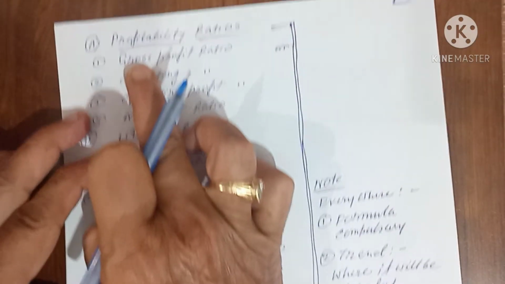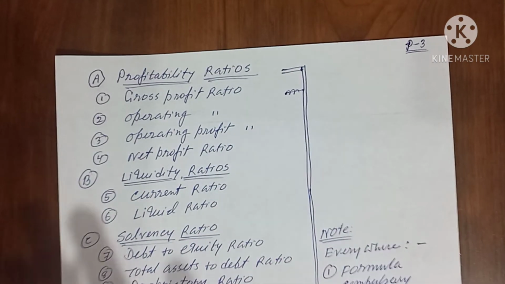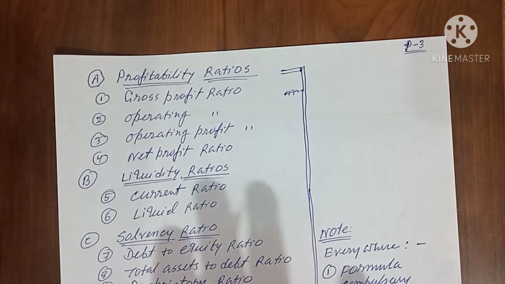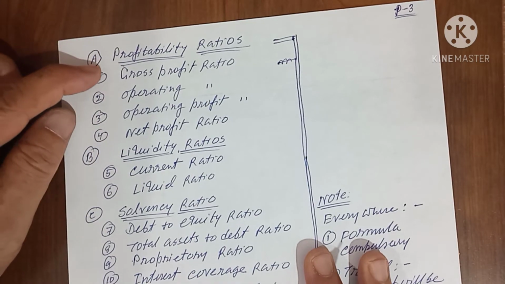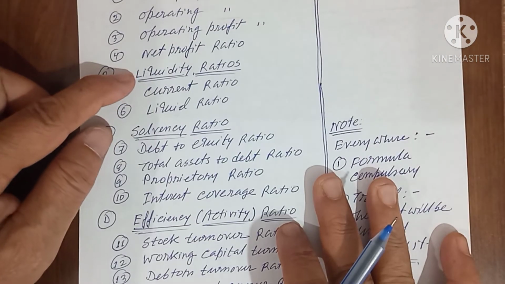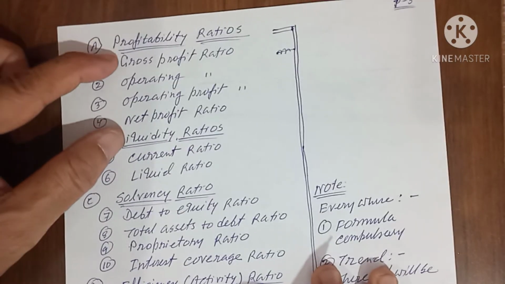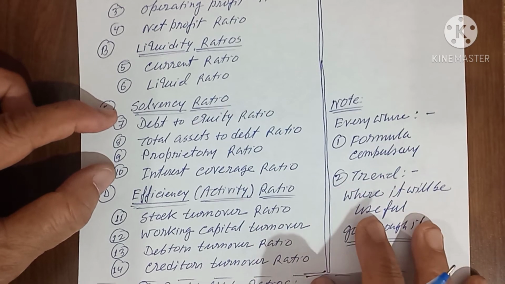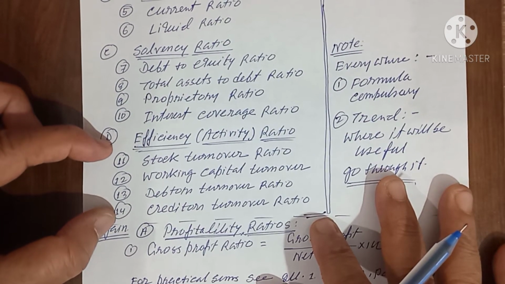The next is the profitability ratio. Let me explain all 4. From this chapter, functional ratios, total 14 are coming. Under profitability ratio, 4 ratios are there. Under liquidity ratio, 2 ratios are there. These 2 are called liquidity ratios. These 4 are called profitability ratios. These 4 are called solvency ratios, and these 4 are called efficiency ratios.